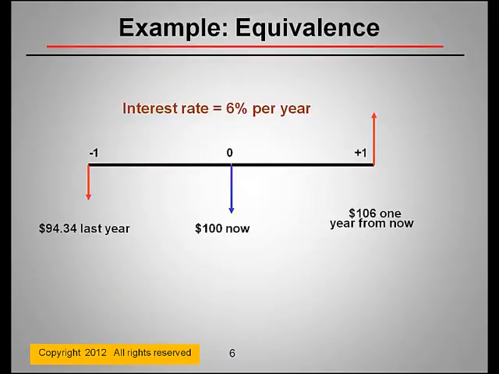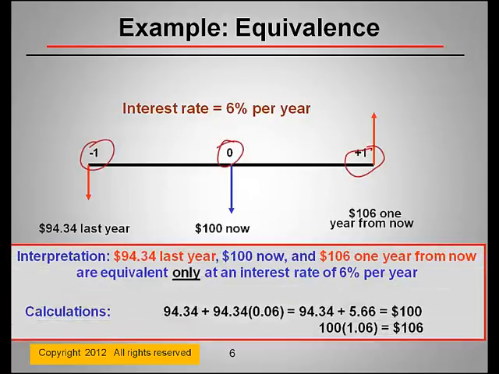Now for an example. Here is a cash flow diagram showing money last year, now, and next year. The interest rate is 6% per year, as mentioned here. This cash flow diagram shows that $94.34 last year, or 1 year ago, is equivalent to exactly $100 today, and to $106 exactly 1 year in the future. These calculations are shown below the diagram.